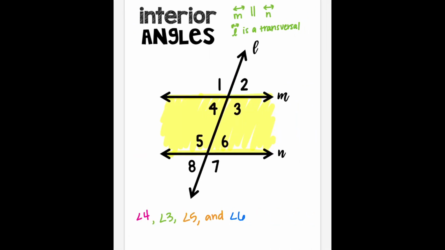All right, moving on to interior angles. Interior angles is hopefully pretty easy to remember. It's just the angles between the pairs of lines. So if we have M is parallel to N, then the interior angles are all the angles that are sandwiched between those 2 parallel lines. So angles 3, 4, 5, and 6 are all interior angles.